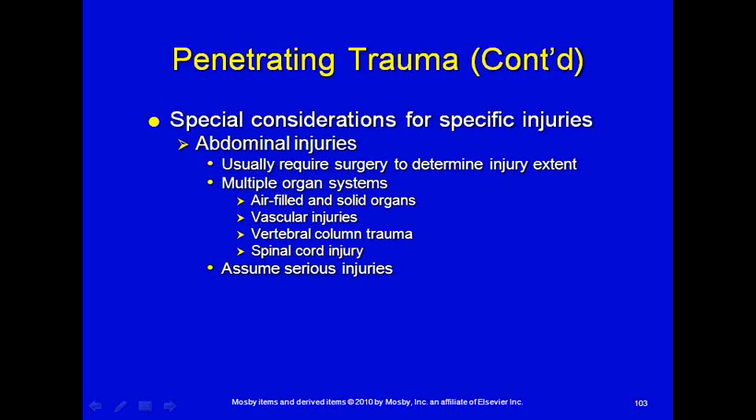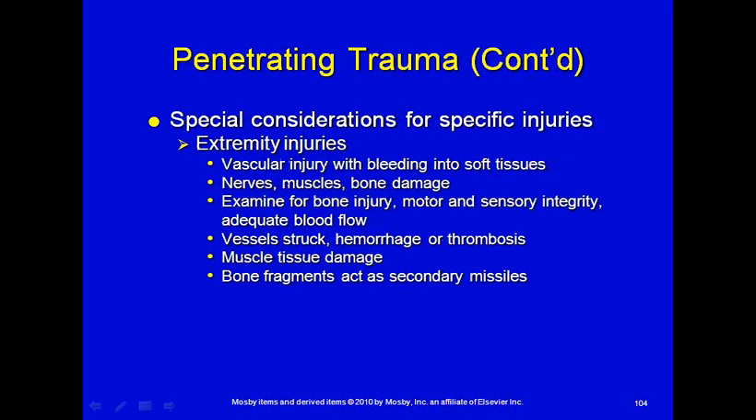Abdominal injuries usually require surgery to determine the injury extent, but you've got multiple organ systems within your abdomen. You've got air-filled systems, you've got solid and hollow organs, and all of those can be damaged as a result of a gunshot wound to the abdomen. If somebody is shot in the abdomen, assume they have a serious life-threatening injury.